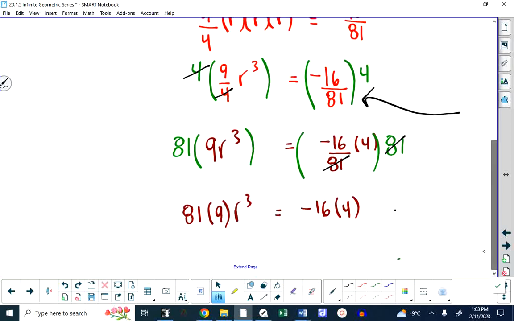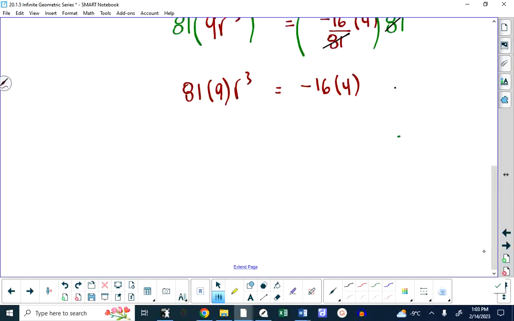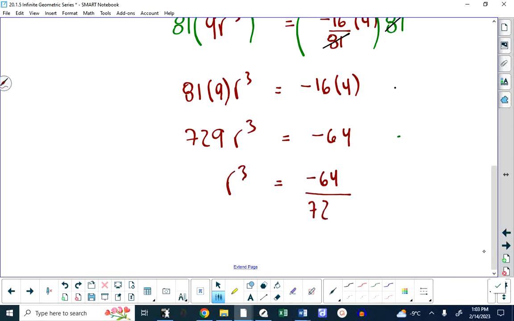Now, ultimately, we can simplify this. 81 times 9, I think, is 729. But you can verify that for me. It is. It's times r cubed. Negative 16 times 4 is negative 64. So I divide both sides by 729 and get r cubed equals negative 64 over 729. And now I can take the cube root.